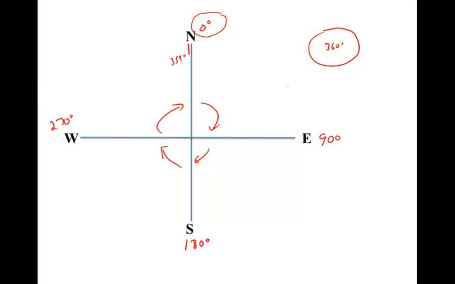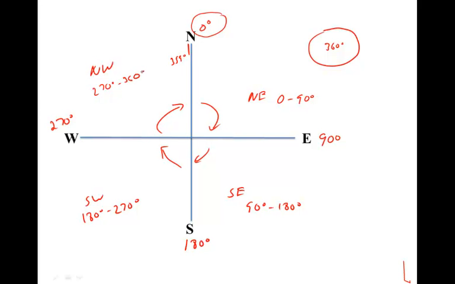So directions or angles in the northeast quadrant will range between 0 and 90 degrees. In the southeast quadrant will be between 90 and 180 degrees. In the southwest quadrant will be between 180 and 270 degrees. And in the northwest quadrant will be between 270 and 360 degrees.